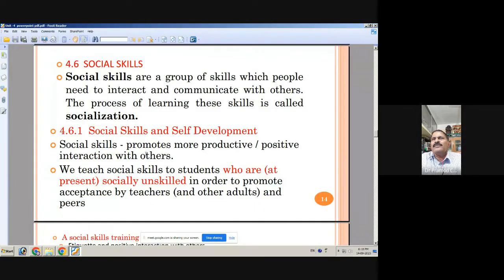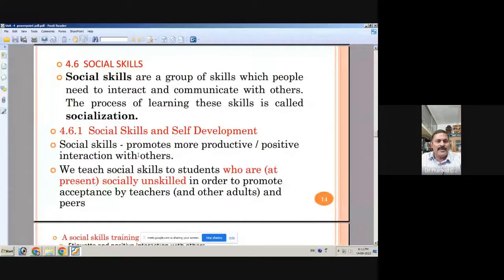Social skills. You know that there are certain skills which are very much essential for us. One is social skills and self-development. And you know that UNESCO and UNICEF have developed certain skills which are very much essential for us. The life skills are there. The 10 life skills are there.